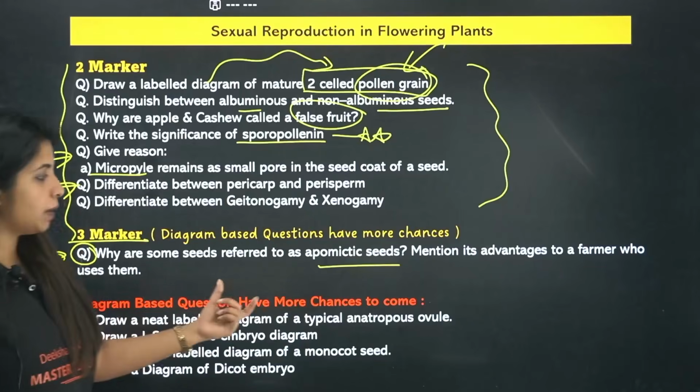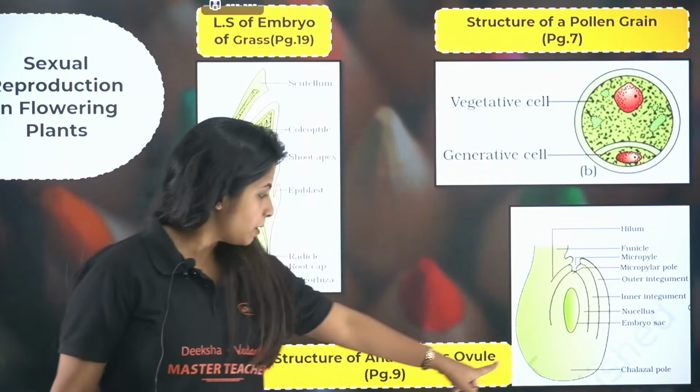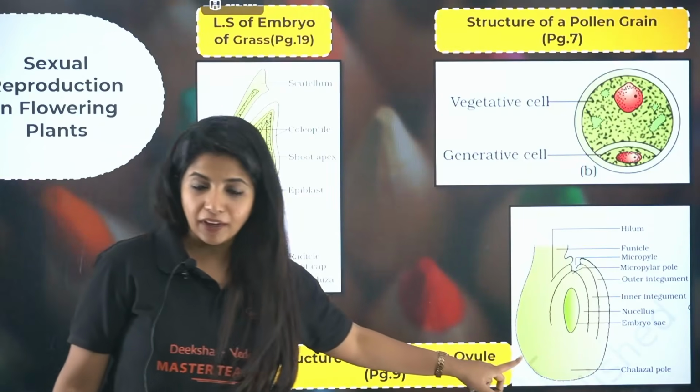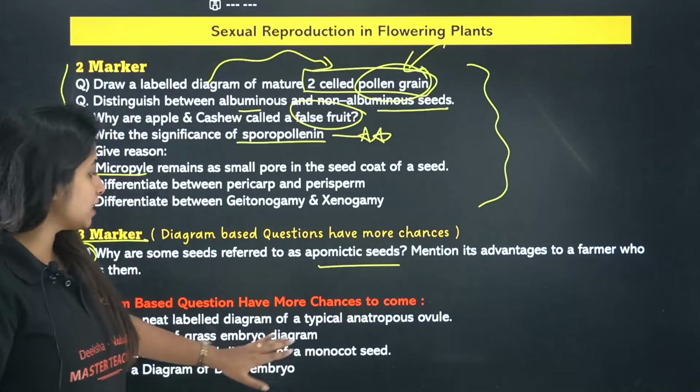Draw a neatly labeled diagram of a typical anatropous ovule. That means inverted ovule. It looks like this. On page number 9, you have the picture of anatropous ovule. Go check it out. Next one, draw LS of a grass embryo diagram.